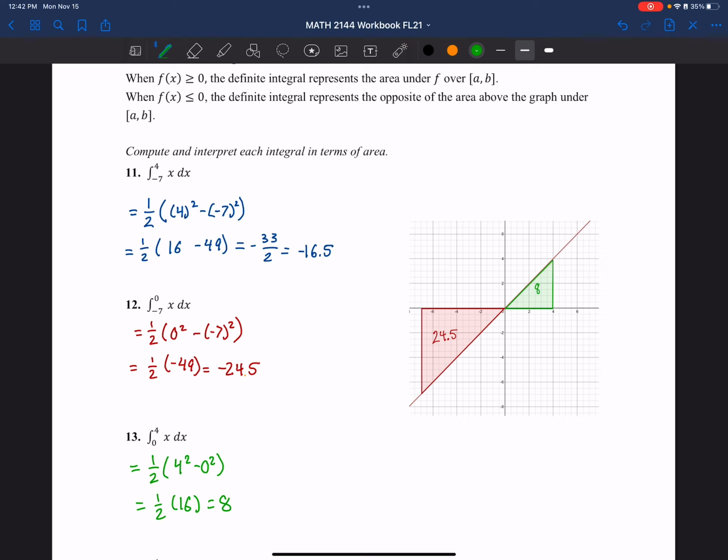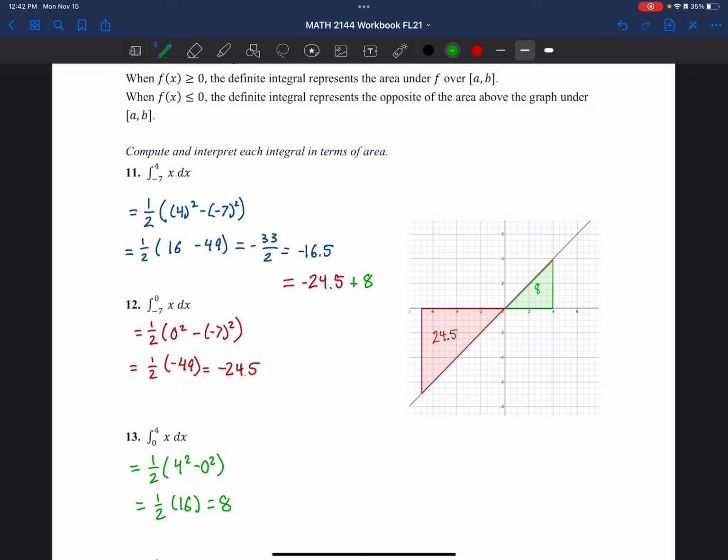And then also note, if you were to consider the whole area, this is again just the negative 24.5 that we got in number 12, and then added to it is the 8, which we got in number 13. So you can see that this is literally just the sum of areas. Of course, with the condition that area under the x-axis gives you a negative answer to your definite integral. Any questions on this one?